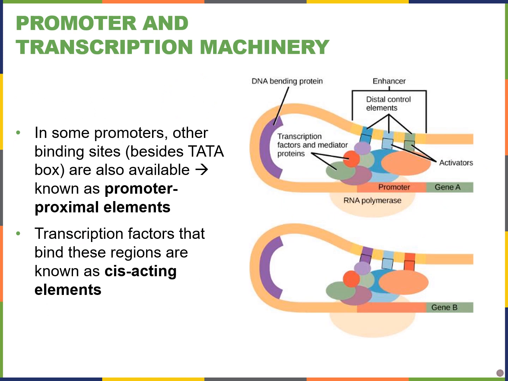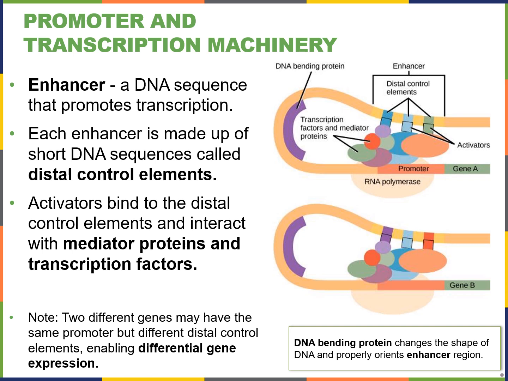In some promoters, besides the TATA box and TFIID that bind to the core promoter, sometimes there are other binding sites that other proteins and transcription factors will bind to. They're always very close to the promoter, and they're not really shown in this picture, but they would be, let's say, around here, and those would be called promoter proximal elements. They would be very close to the promoter. Transcription factors that bind to the promoter proximal elements are known as cis-acting elements. So cis referring to nearby.